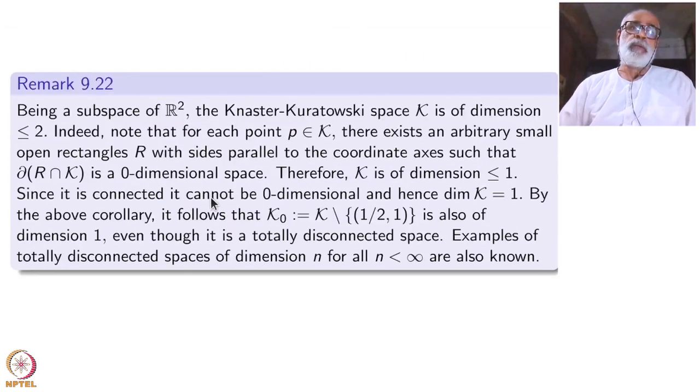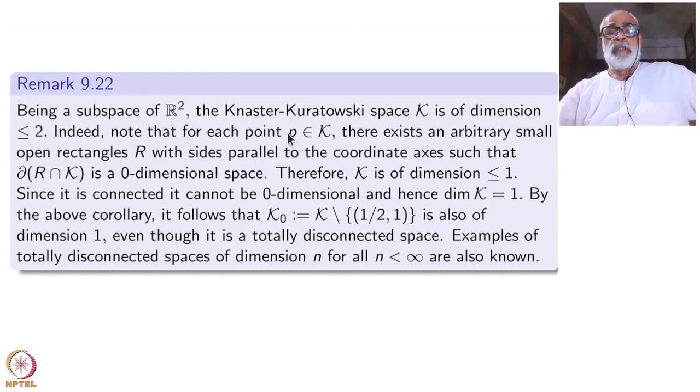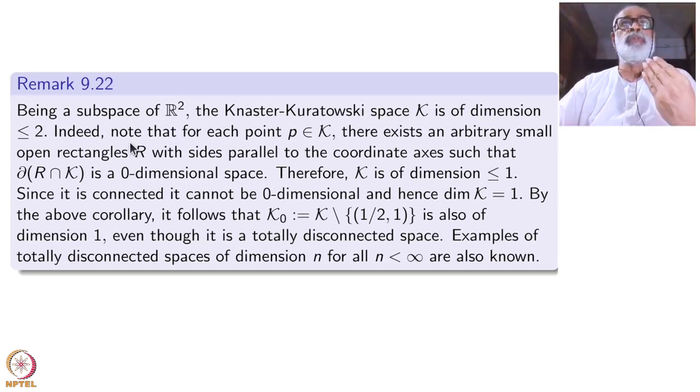So here is a remark now on our famous and popular example, the Knaster-Kuratowski space K. It is a subspace of R squared, and it has been proved that it is a connected space. In any case, being a subset of R squared, it is of dimension less than or equal to 2. Now, note that for each P inside K, there exists an arbitrarily small open rectangle R with sides parallel to the coordinate axes, such that the boundary of R intersection K is a zero dimensional space.